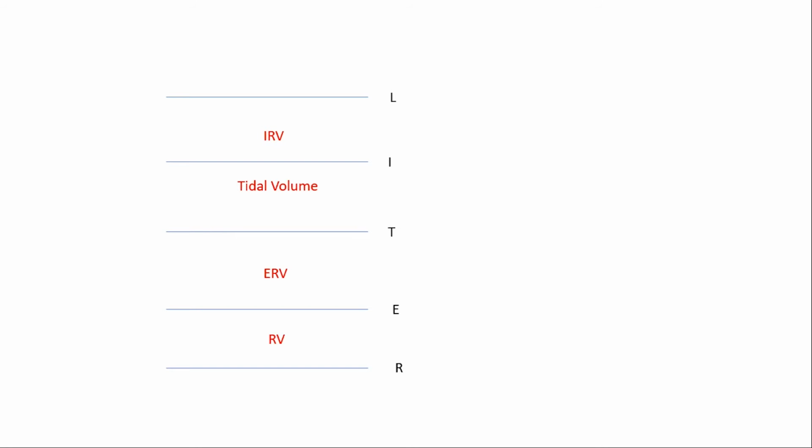If you add everything above the middle line, you get inspiratory capacity. That is, it is the sum of tidal volume and inspiratory reserve volume, which is the maximum air that you can inspire. If you add everything below the middle line, you get functional residual capacity. That is, if you add expiratory reserve volume and residual volume, you get functional residual capacity. That is the volume of air that remains in the lungs after quiet expiration.